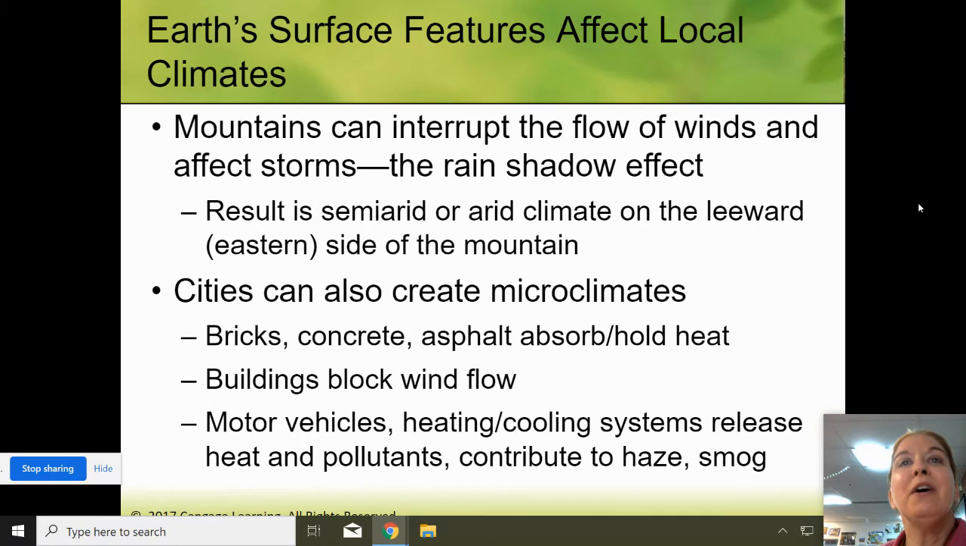Buildings will block wind flow, and then things like cars, heating and cooling systems are all going to release heat and pollutants and contribute to haze and smog. So different things can happen.